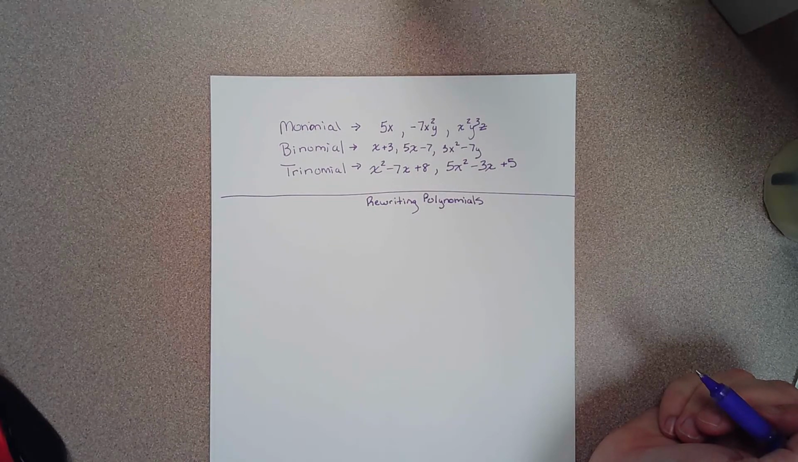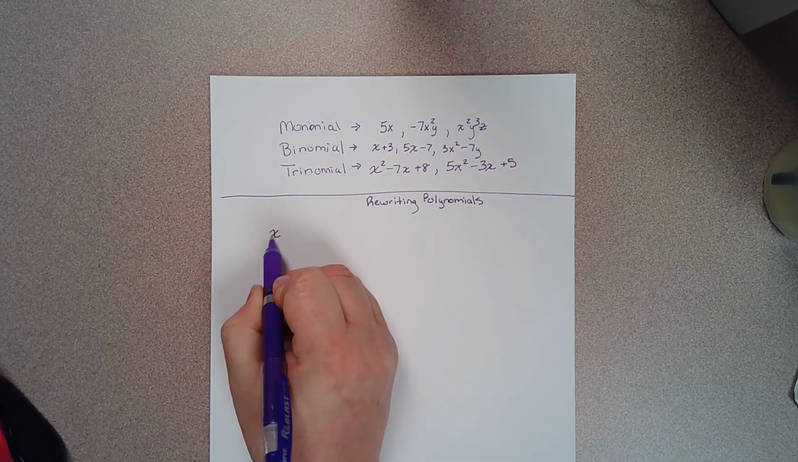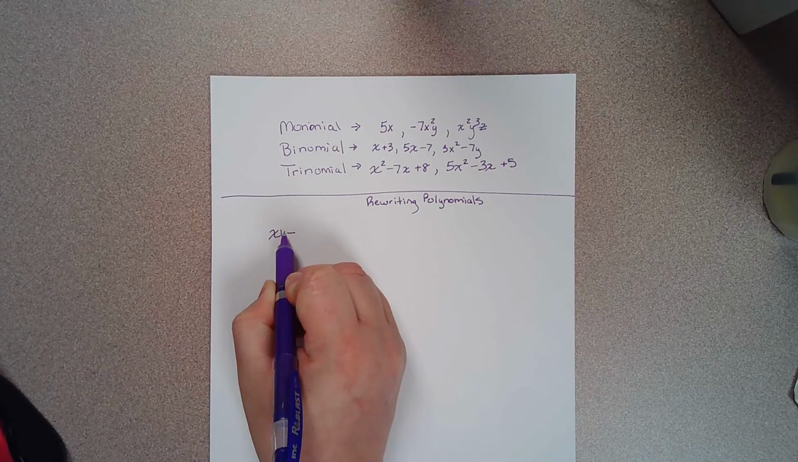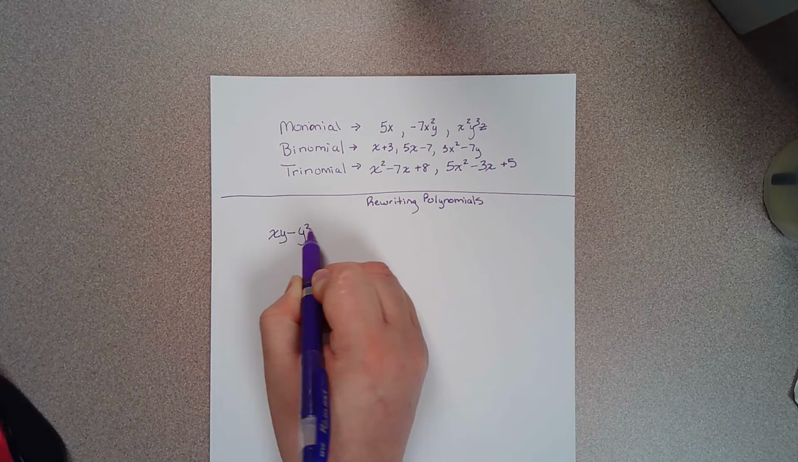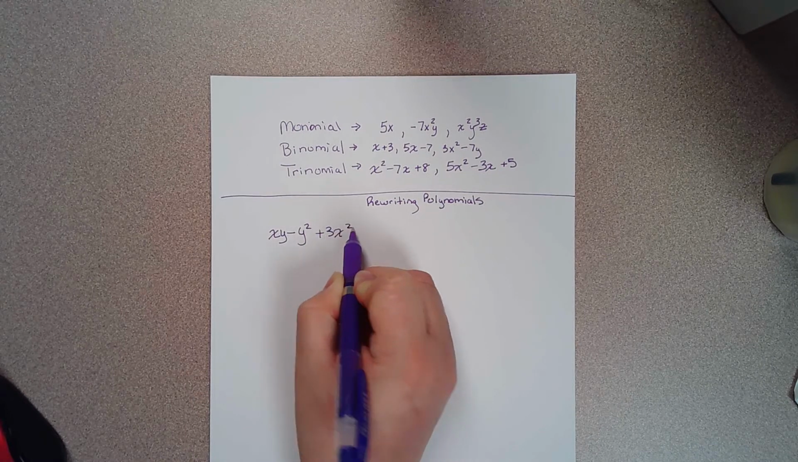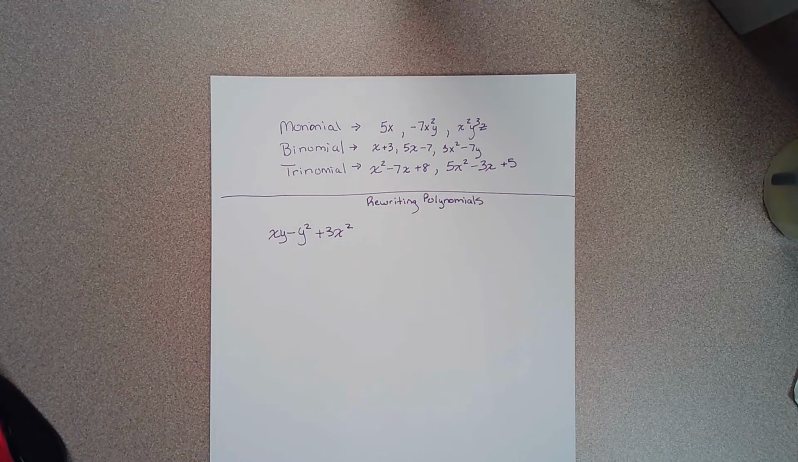Now, you're going to run into those that have two different variables, like an x squared and a y squared. If you run into that, only one of them gets to be first. So I always say stay alphabetical. So if I have an x squared and a y squared, both in the same polynomial, then you're going to write the x squared first. So here's an example. Let's say we have this: xy minus y squared plus 3x squared. And they ask us to rewrite that in order.